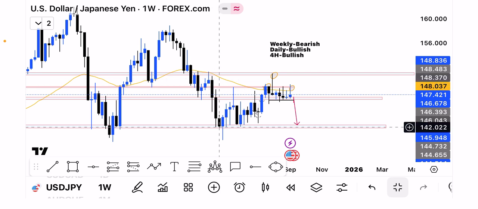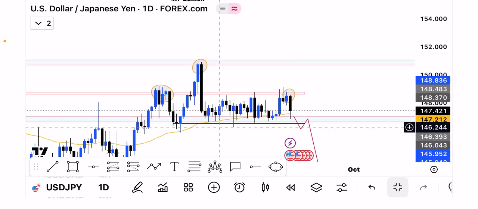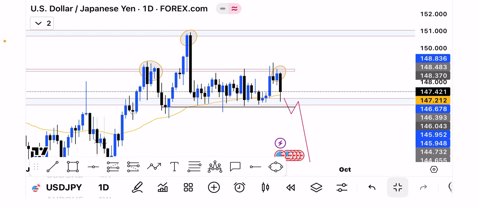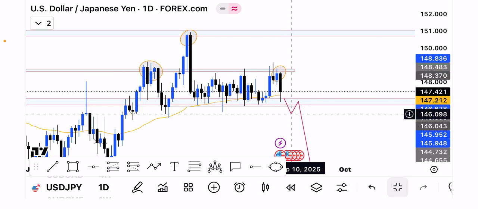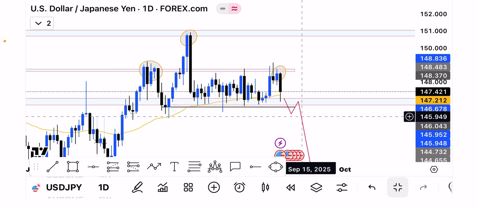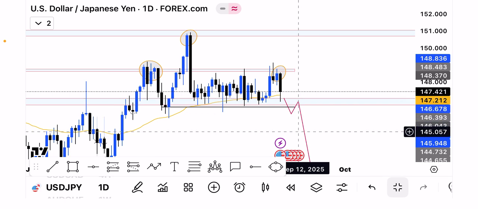So moving on, this is the daily. The daily is potential creating head and shoulder. The daily actually is bullish, but once you break out below this black line here, then it will turn to bearish. Once it retests, I'll go down to lower time frame, then look for shorts to go short.